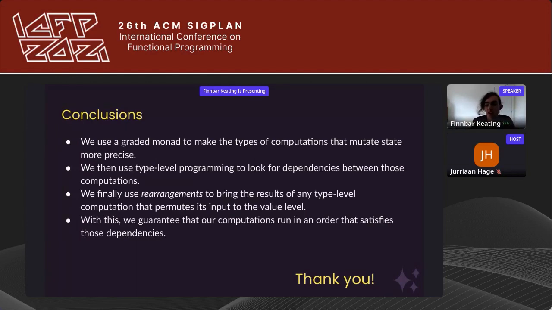We then used type-level programming to look for dependencies between those computations, and we used a dependency graph at the type level to order them such that the programmer doesn't have to worry about it at all. And then finally, we used these rearrangements to take the results of this type-level computation and bring it back to the value level for free. And with this, we can guarantee that our computations run in an order that satisfies those dependencies. And this is the cool new trick that we get.